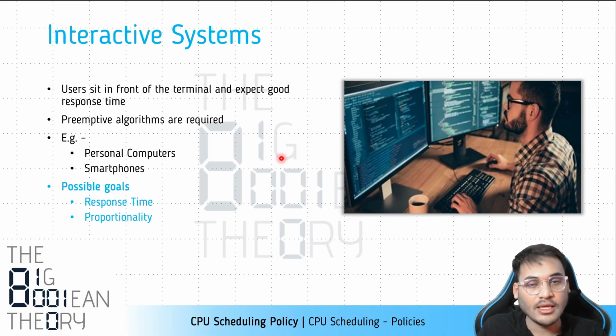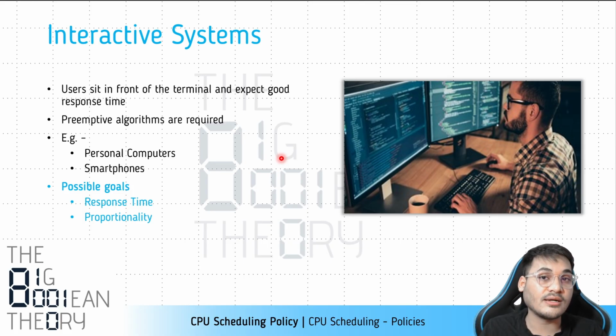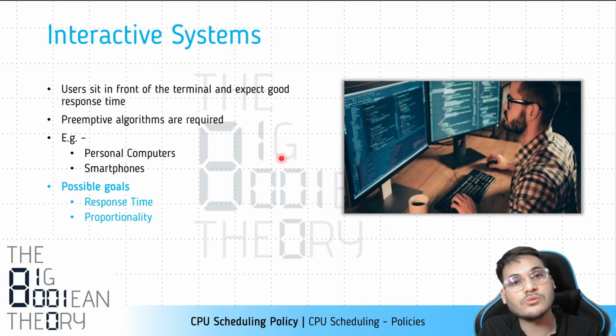preemptive in nature. In the case of batch systems, non-preemptive algorithms were okay. In that case, a particular job can run for hours and it's fine, because there is no user interacting directly with it. So in batch systems, non-preemptive algorithms are acceptable, whereas in interactive systems, the algorithms must be preemptive. We should be able to take away control of the CPU from a given process and assign it to some other process, so that no particular process or program hogs the CPU, right?